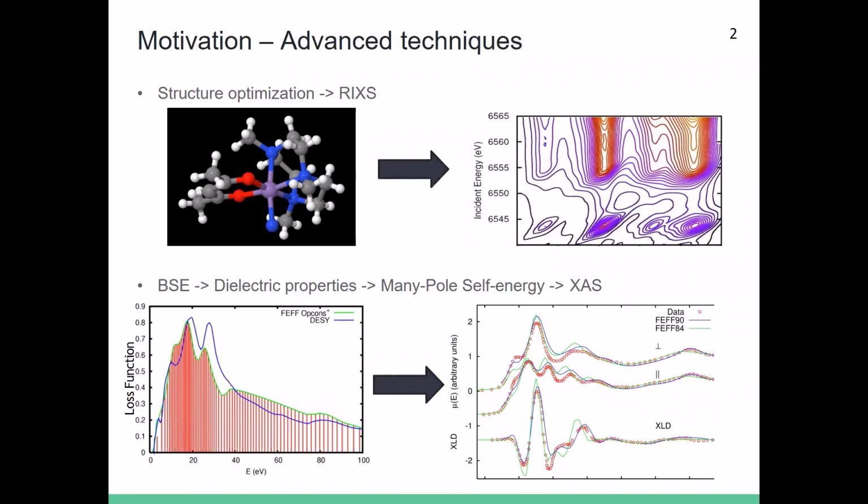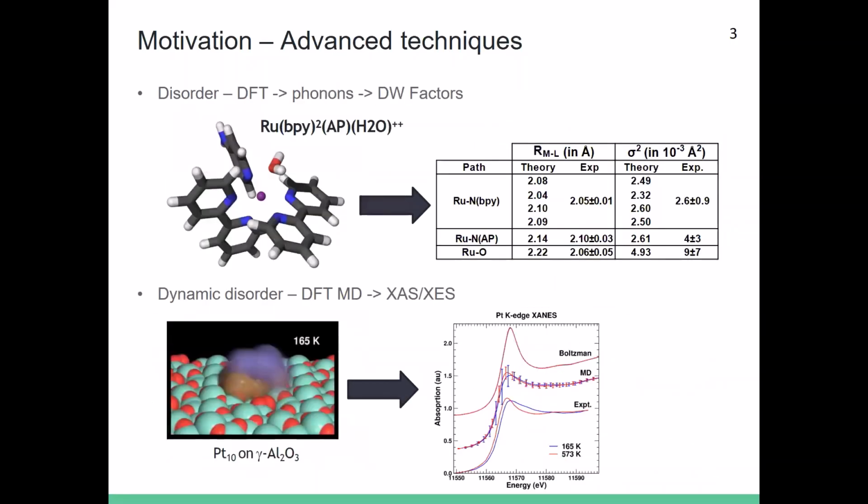So another example here is calculating using the Bethe-Salpeter equation, which is a fairly advanced kind of calculation, to get dielectric properties or the loss function, and then have that as input to FEFF for using the many-pole self-energy, and then getting XAS out of that. Some other examples here are treating disorder, where you can calculate phonon properties, such as Debye-Waller factors, and use those as input to FEFF, or dynamic disorder using DFT and MD.